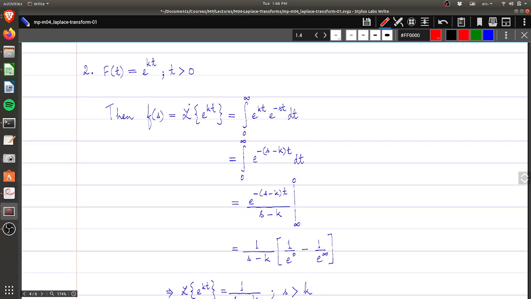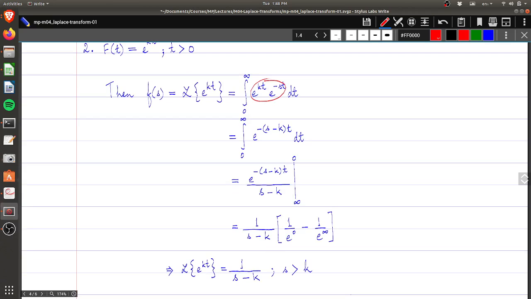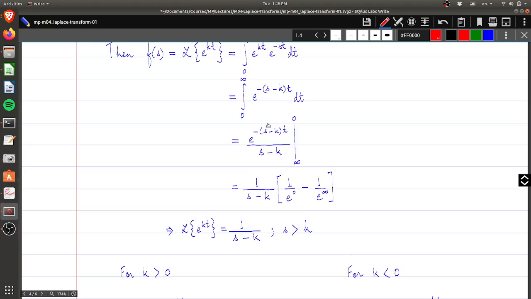So apply this formula. We have e to the power minus st, that's the kernel function, with the lower limit and upper limit, and then the function we are trying to find the transform of, e to the power kt. We can combine these two together because they are exponential functions, so I can write this as e to the power minus s minus k times t. If you integrate this, you will get 1 by s minus k, e to the power minus s minus k into t.